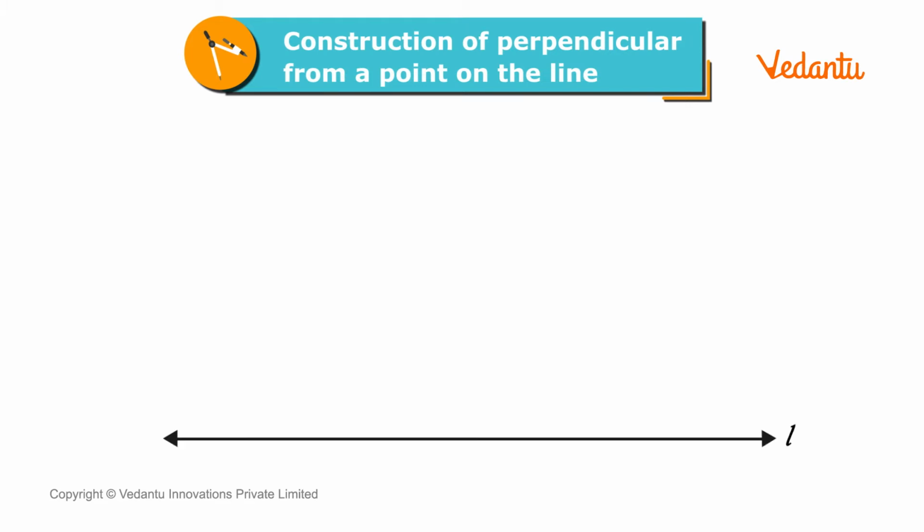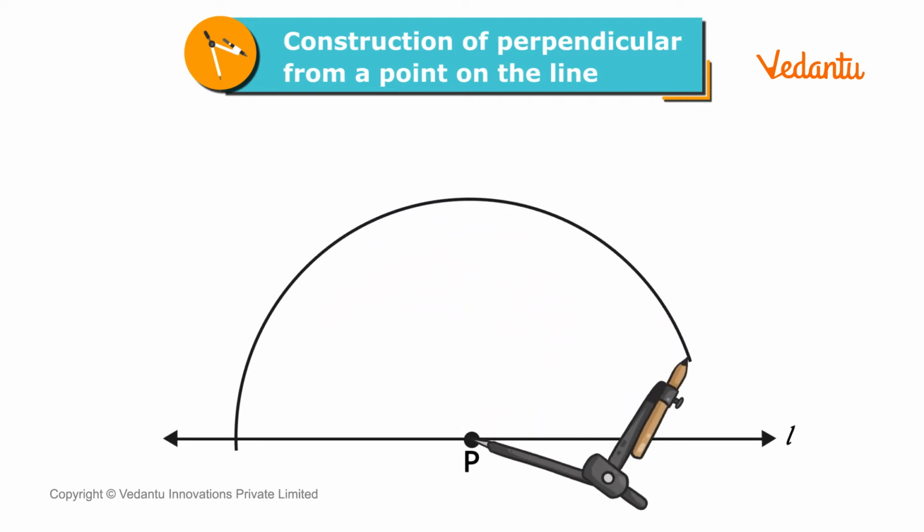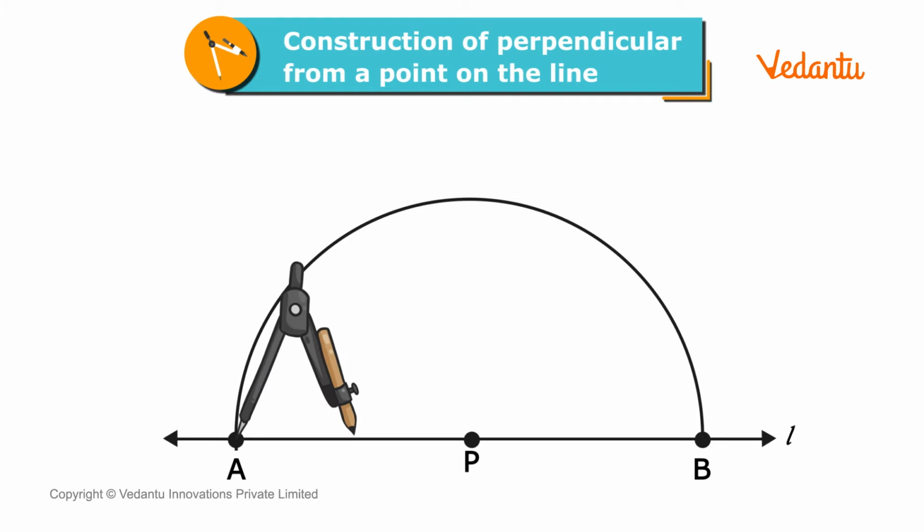Let's call this line L and mark a point P on it. To draw a perpendicular from this point P, we need to follow these steps. Step 1. Take the compass and place the compass needle onto point P. Step 2. Draw an arc with the compass such that it meets line L on 2 points. Mark these points as A and B.